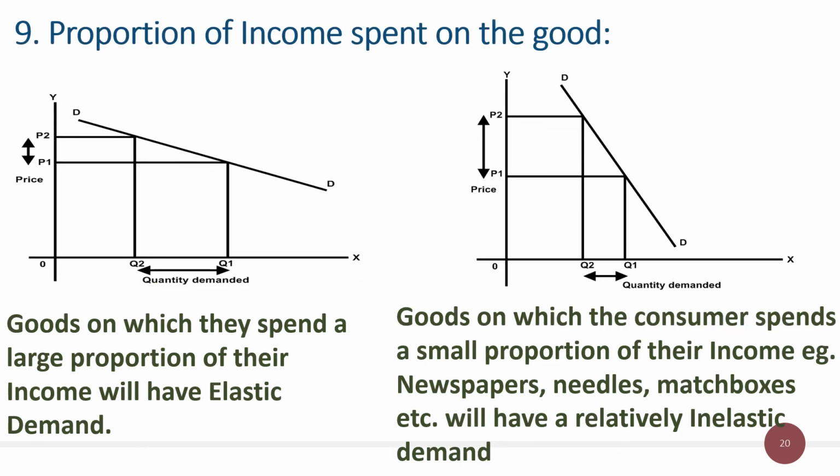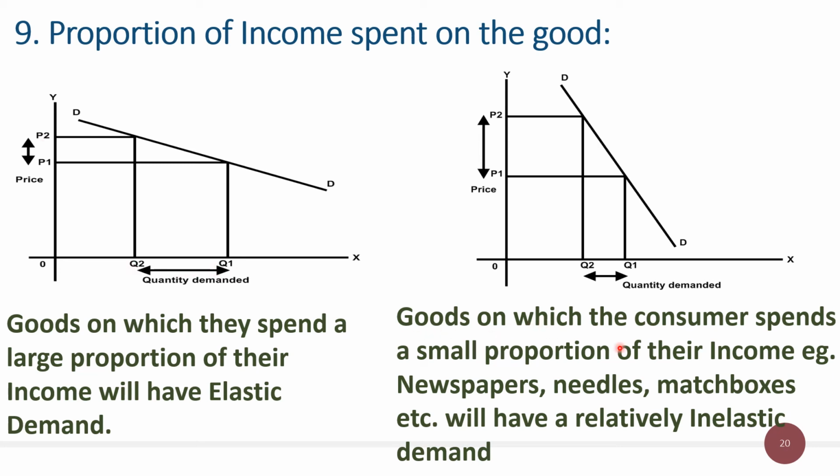The ninth factor affecting elasticity of demand is proportion of income spent on the good. Goods on which consumers spend a large proportion of their income will have elastic demand. So for example, if in our monthly income, a large proportion of our income goes on a particular good, if that particular good's price rises even to a small extent, the demand for it will fall to a large extent.